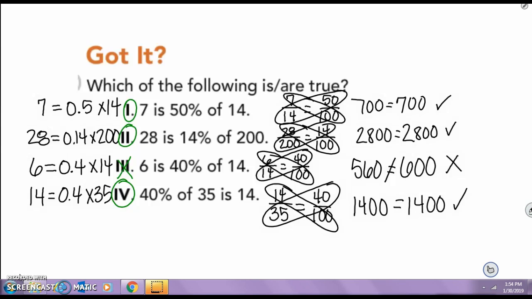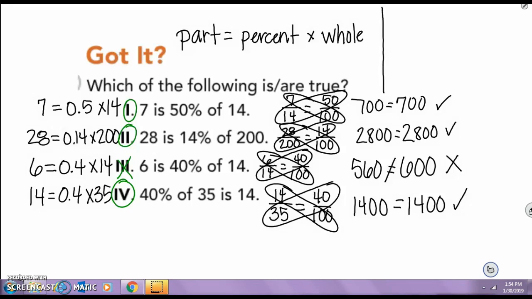Remember, the percent equation is part equals percent times the whole. As a proportion, is over of equals percent over 100. So this is the percent equation and the percent proportion. You choose how you want to solve your percent problem.